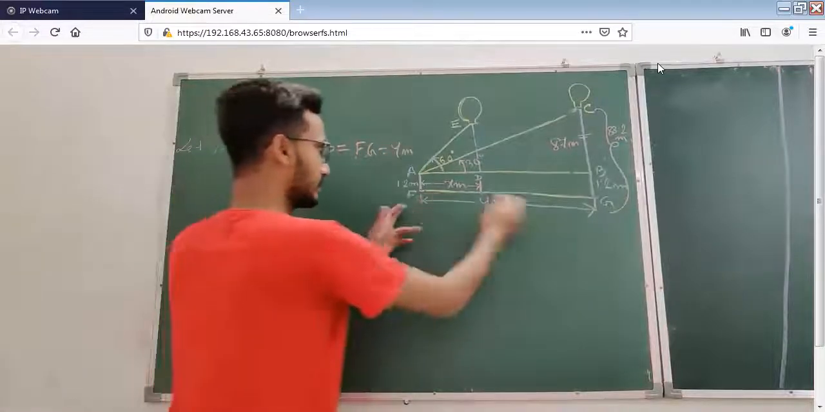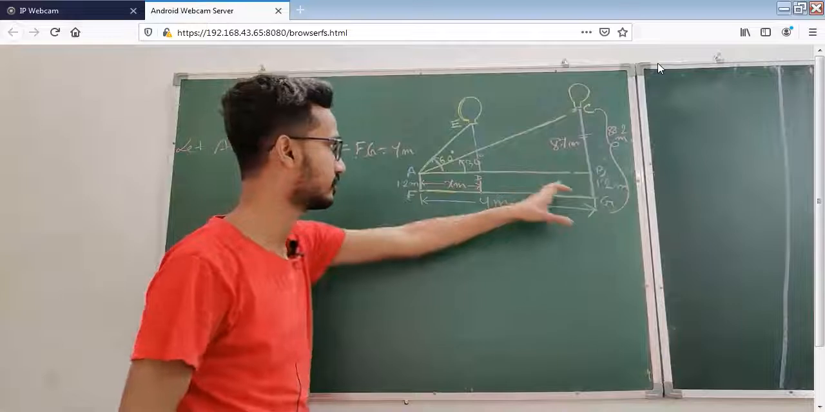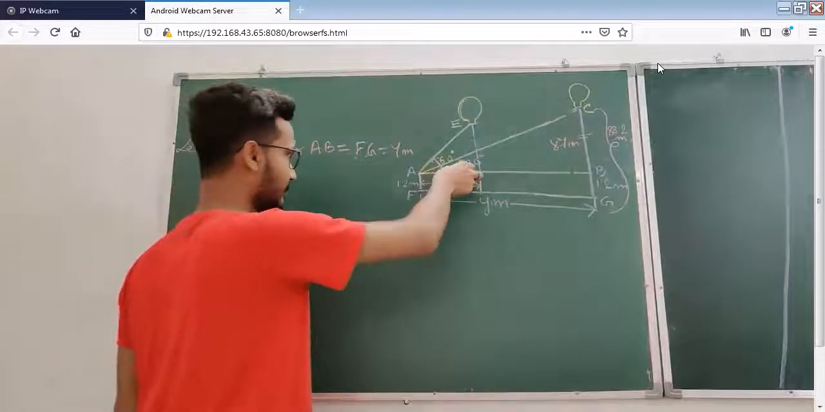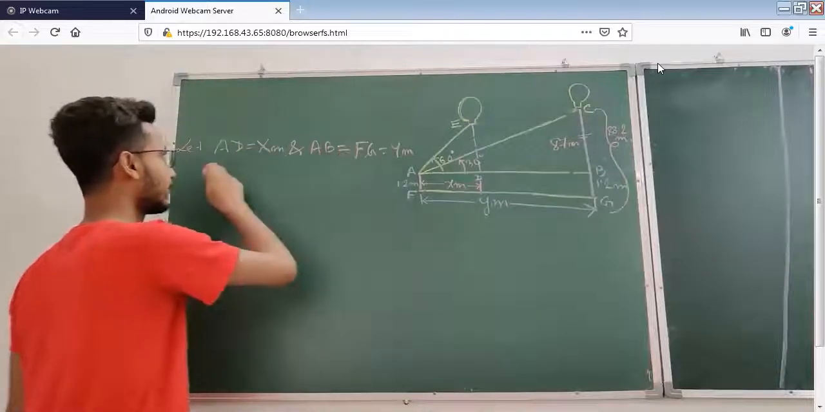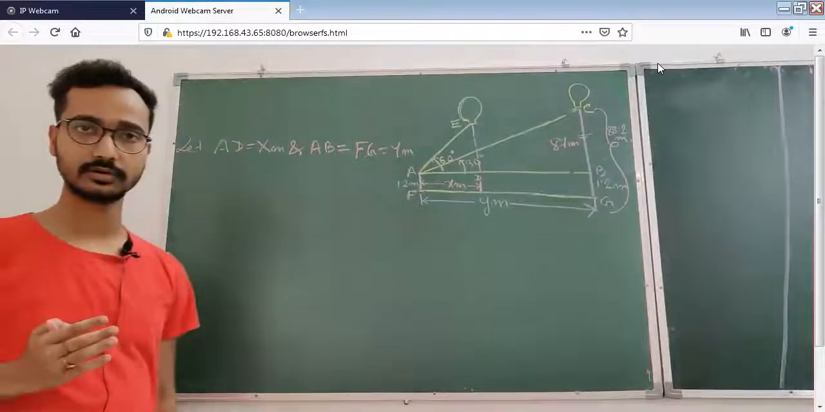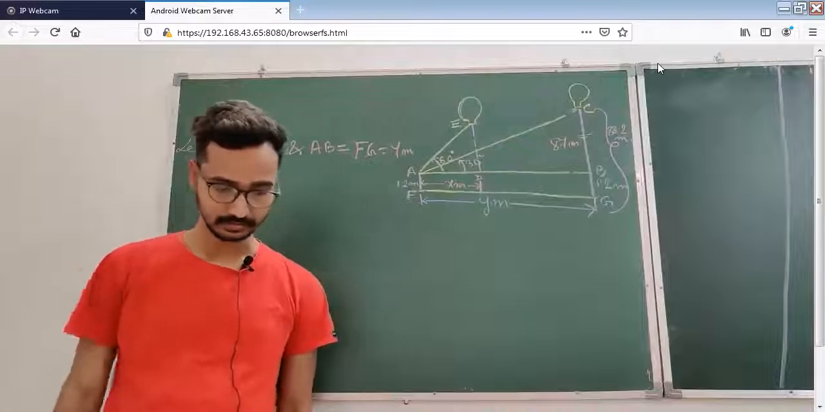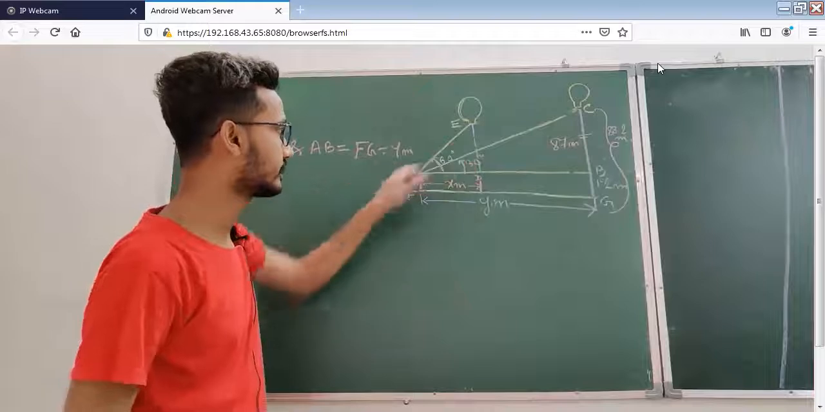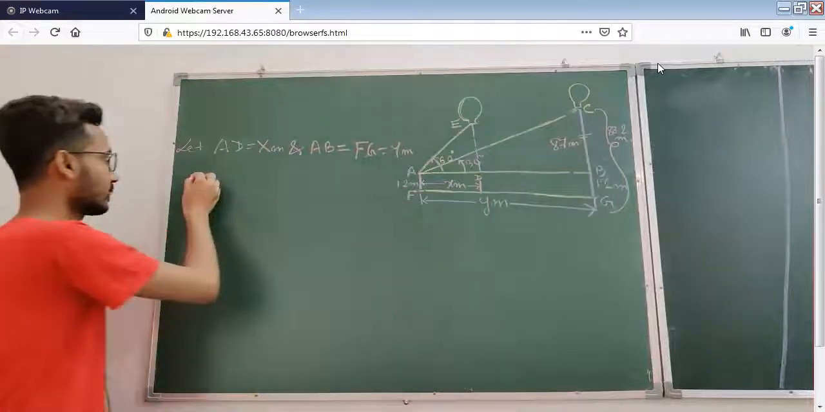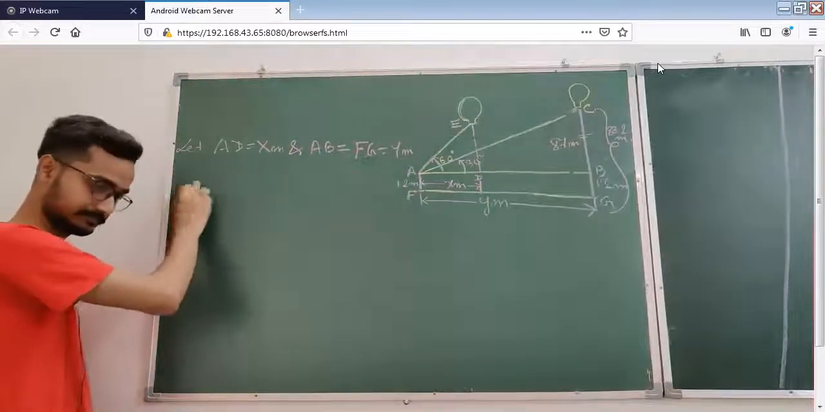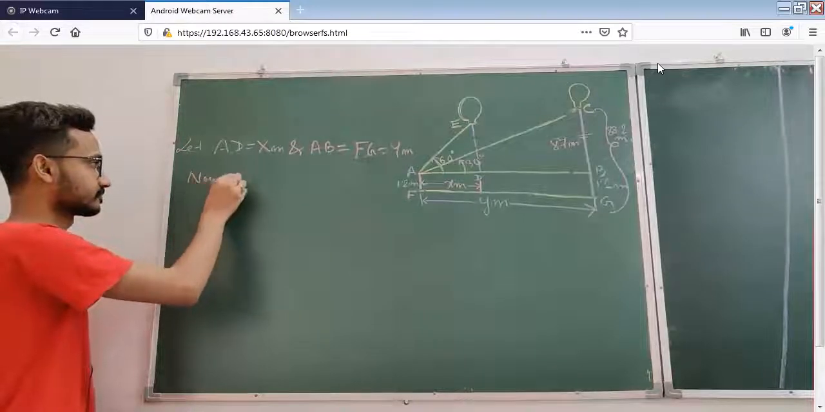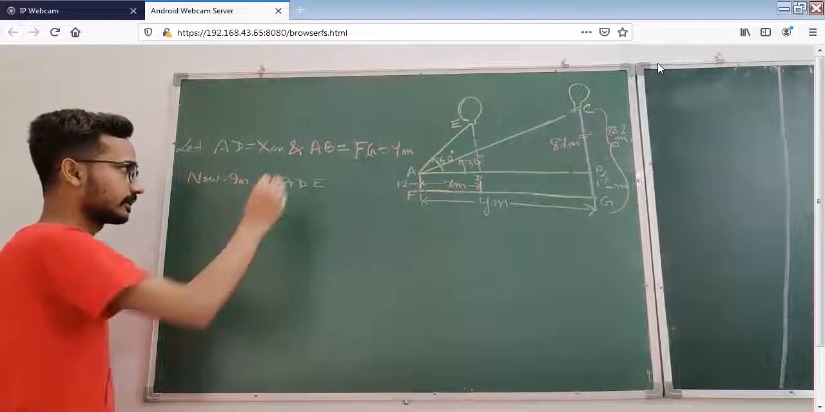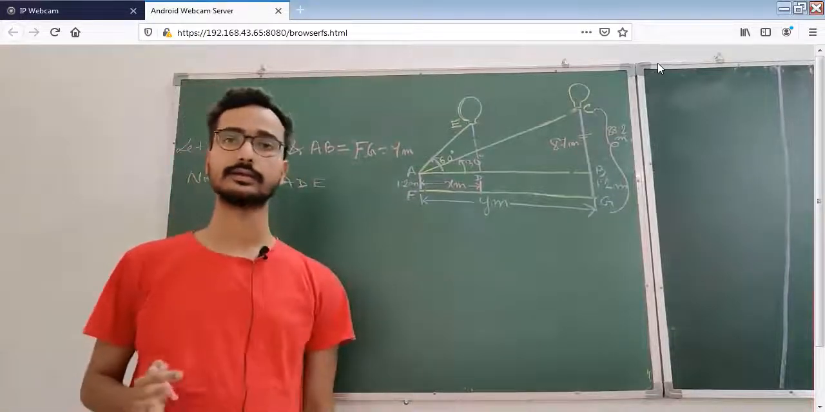Because why? Because this is a rectangle. So AB and FG will be equal. In the same way, AF and BG will be equal. We let AD equal to X meter. Up to this clear? AD equal to X meter and AB and FG equal to Y meter. Clear? Now see, first, if you take this triangle ADE, the smaller one, in triangle ADE.